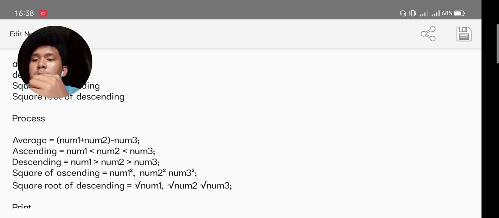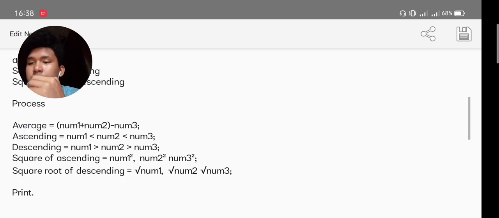Ascending: num1 is less than num2, less than num3. Descending: num1 greater than num2, greater than num3. Square of ascending: num1 squared, num2 squared, and num3 squared. Square root of the descending: square root of num1, square root of num2, then square root of num3.